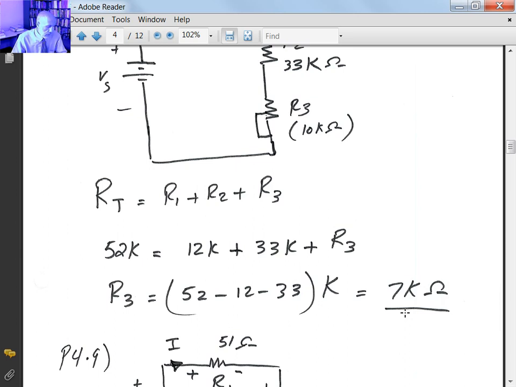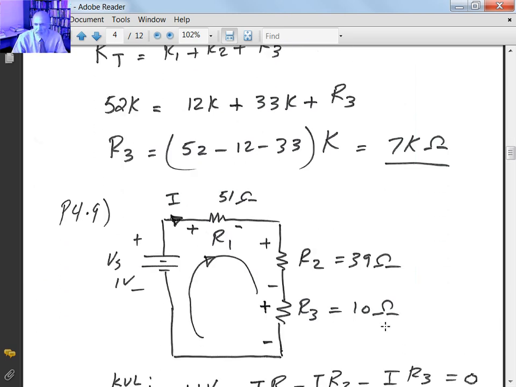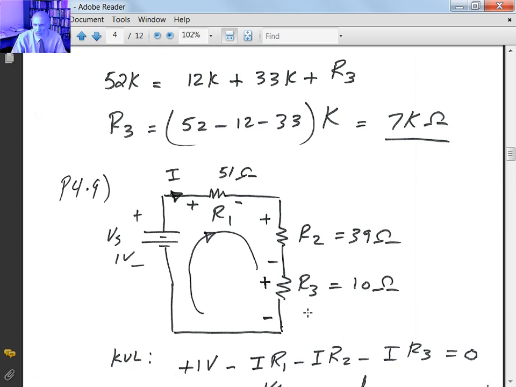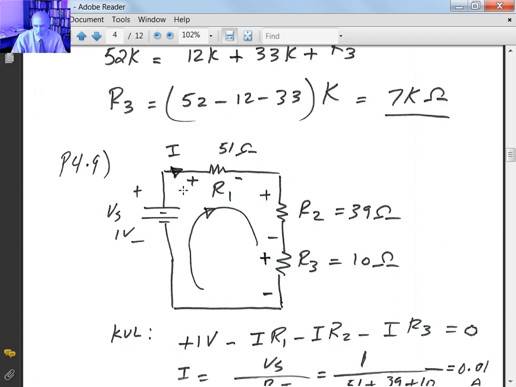So the next problem is 9. It says to calculate the total current for the circuit shown in figure 4-38C. And this is what they have. You got a 1 volt source, 51 ohms, 39 ohms, and 10 ohms. And the simplest way is just to calculate the current.